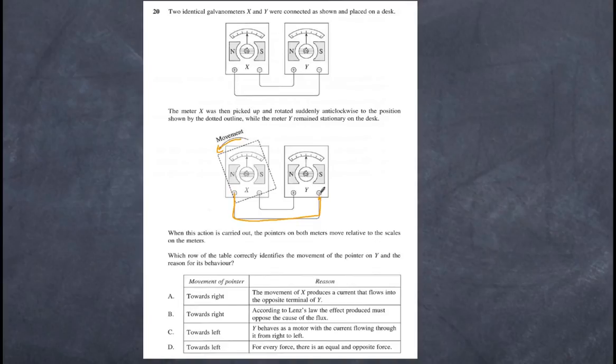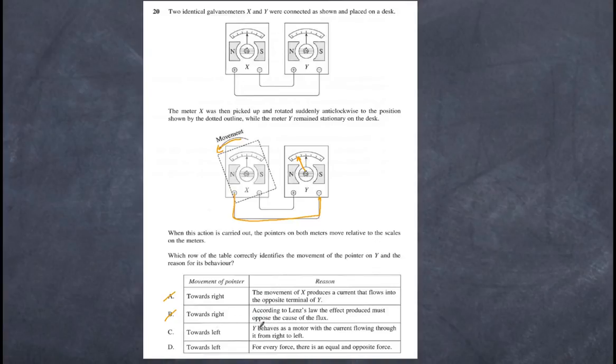So the current is going in on the Y terminal. If the current was going in at the positive terminal at Y, we would expect the needle to deflect towards the right. But because the current is going in at the negative terminal, the needle will deflect towards the left. And so automatically we can discount A and B. The answers are either C or D because the needle here deflects towards the left. The question then is why?